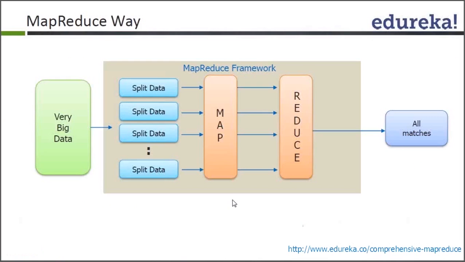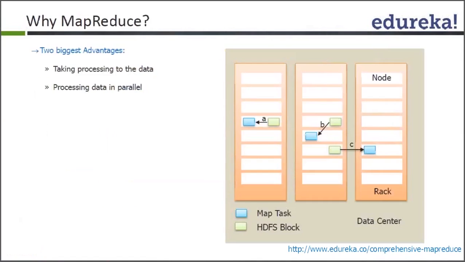This is the way you will think of an analysis. In the map, you will identify what you want. That will go to the reduce, and then it will throw out everything. So this is the MapReduce way. Now, why MapReduce? Remember we spoke about moving data to code and moving code to data, and we have also covered the concept of rack awareness. The biggest advantage of MapReduce is its ability to take processing to the data so that the data gets processed in parallel.